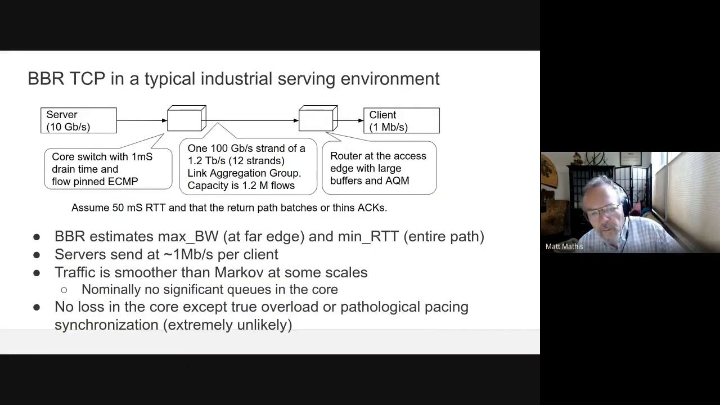So here's how BBR behaves in a typical industrial serving environment. If you imagine a server with a 10 gig interface facing a client with a 1 gig interface, BBR discovers that the client's got a 1 megabit bottleneck, and the server sends data at only 1 megabit per second. It doesn't create any bursts or any queues anywhere in the forward part of the network. The traffic is actually smoother than Markov at some scales, which means you can run the network at higher load than you would expect from statistical arriving traffic.